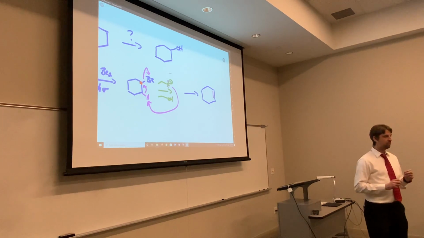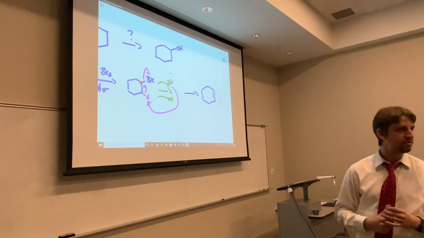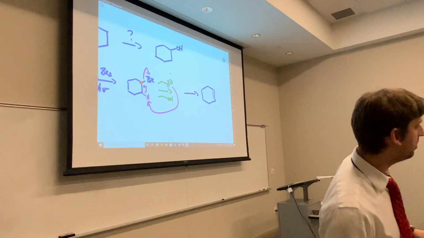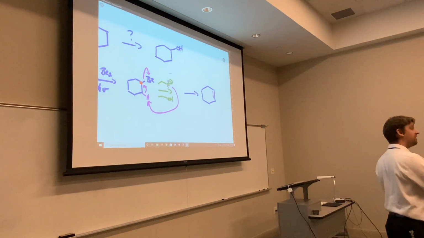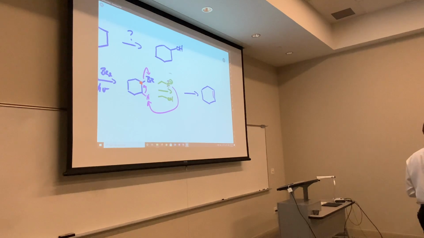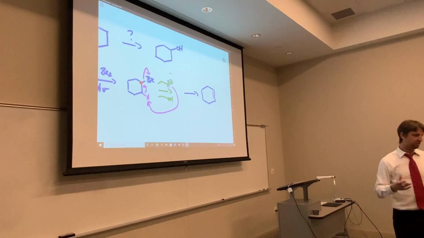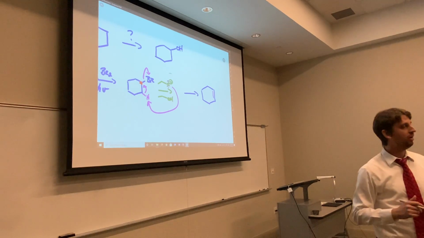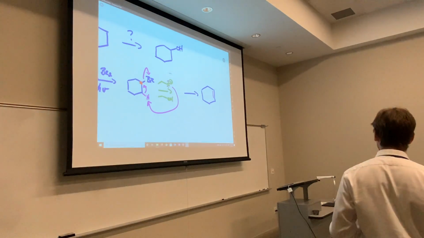Got it? Okay. We know how to do our hydroboration-oxidation. What's the benefit of that one? We have anti-Markovnikov addition of an alcohol. Does it matter in this case though? No, they're both equal. So could you still do the hydroboration here? Sure, it's just there's not a less substituted side, so pick your favorite way and you can get it done in this case.